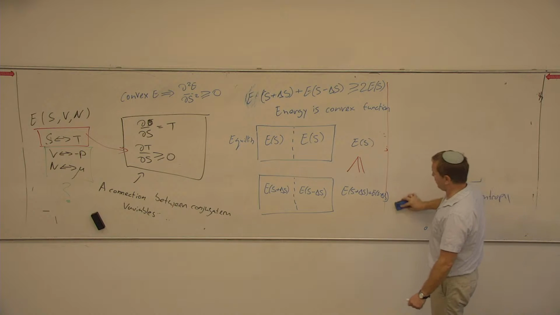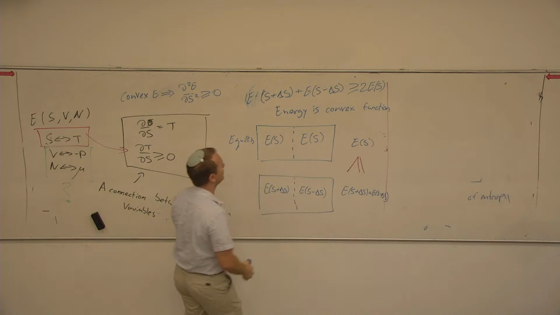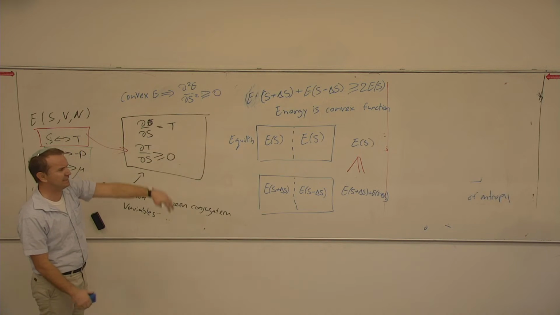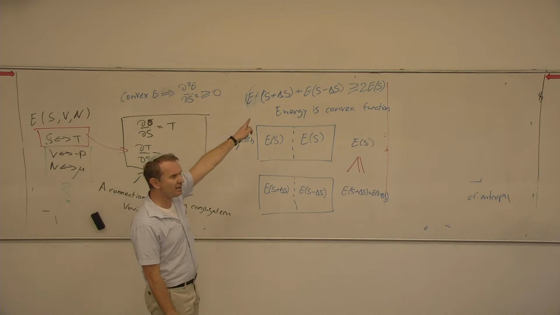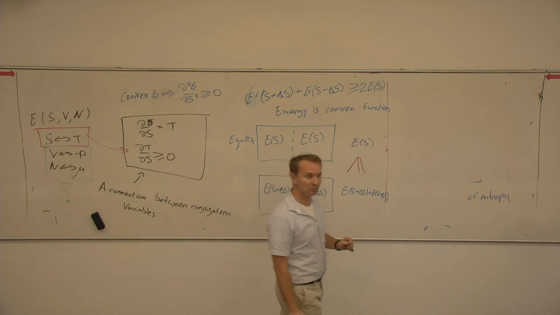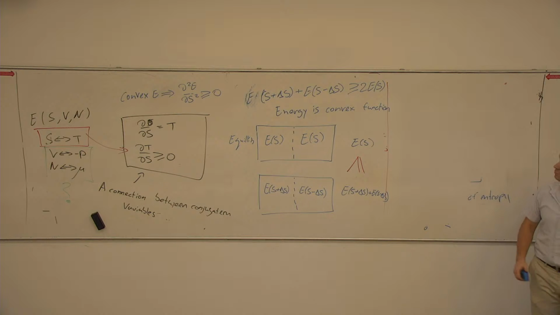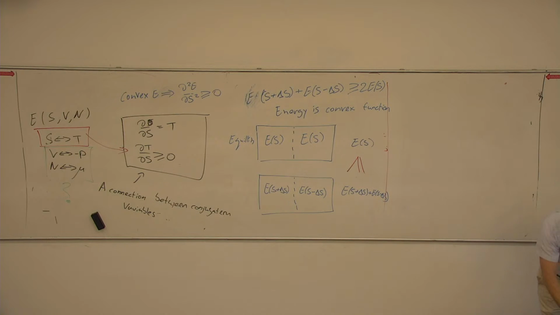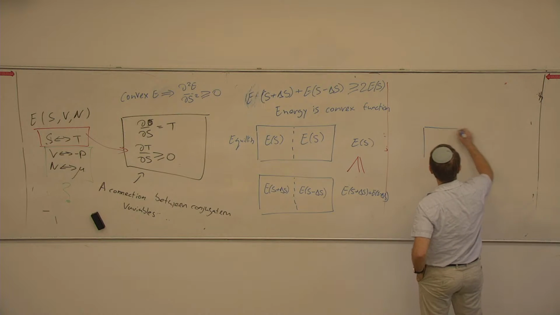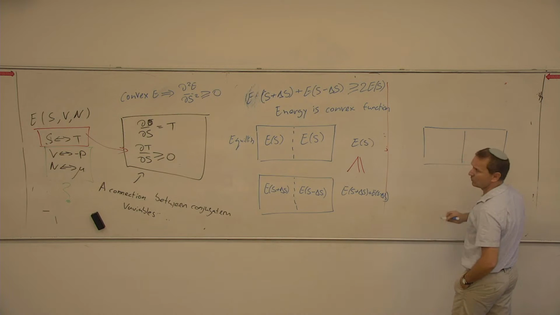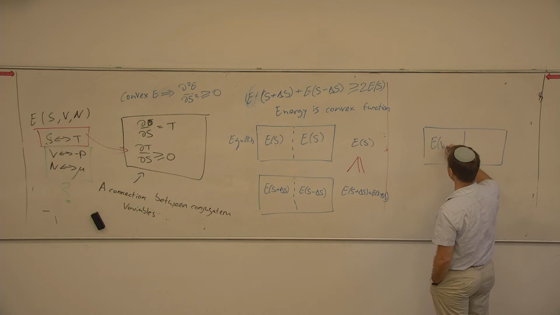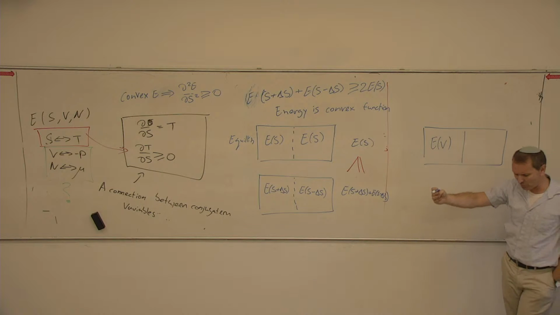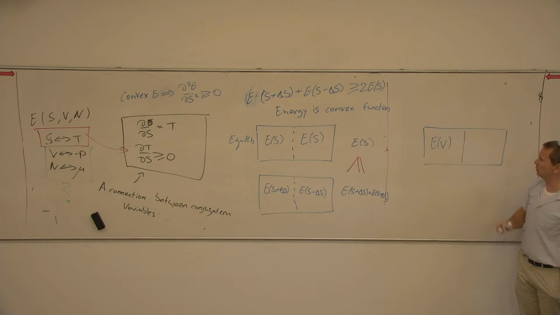Now, I'm looking at this description and I'm asking, why couldn't I do this whole idea not with S, but with volume? So let's do the same thing with volume. We have a system. The energy is a function of volume. It's also a function of entropy, and also a function of the number of particles. But we concentrate only on the volume.